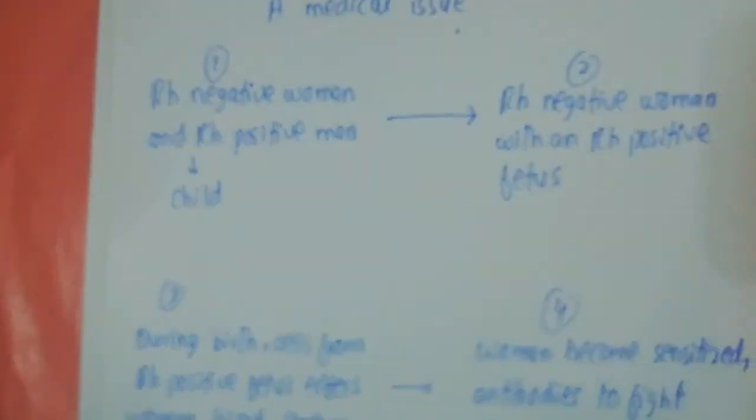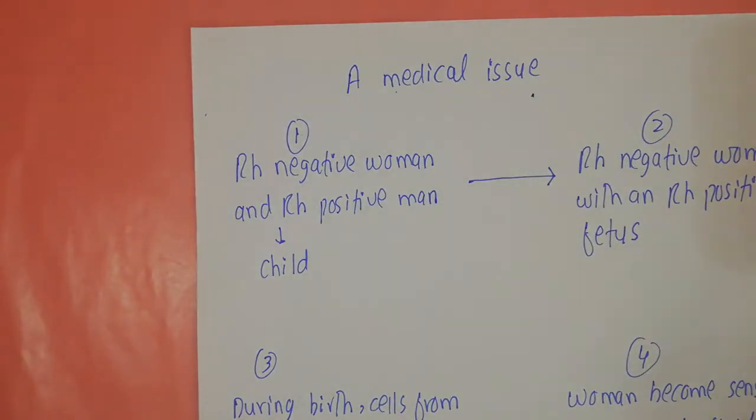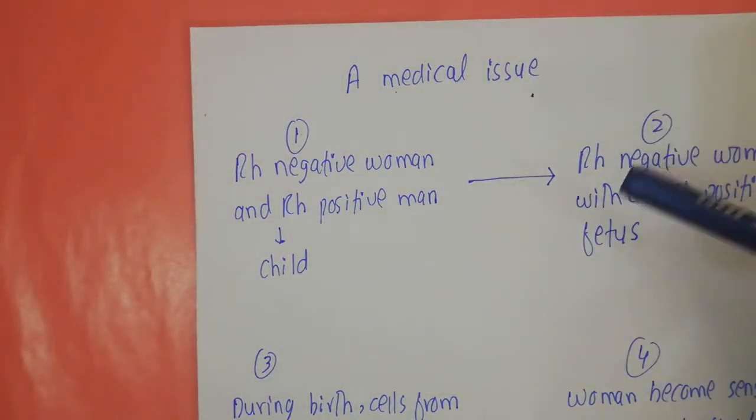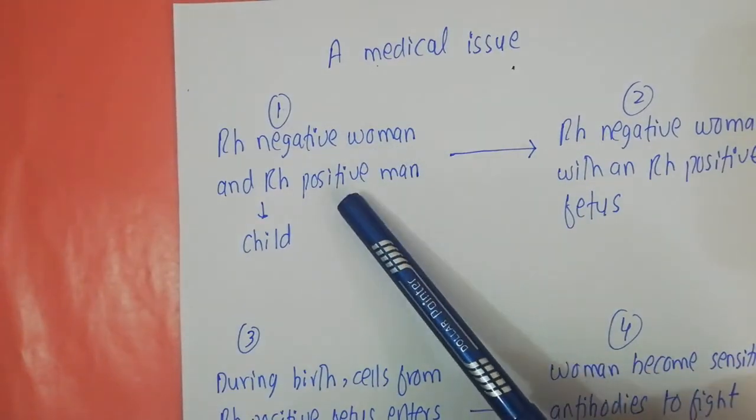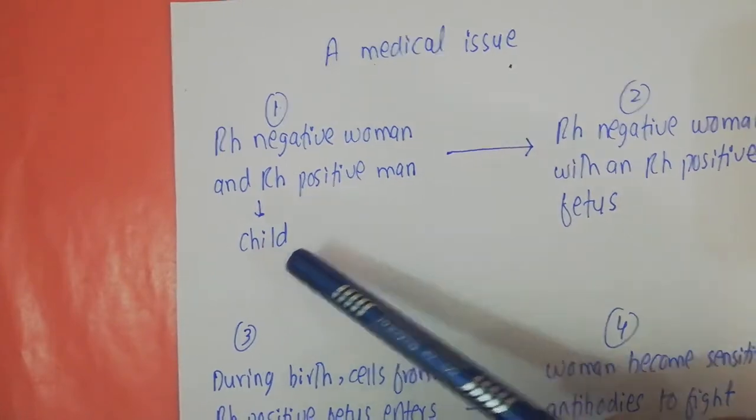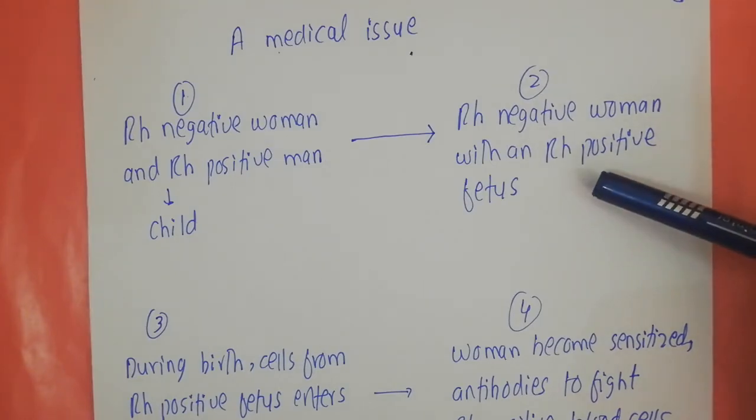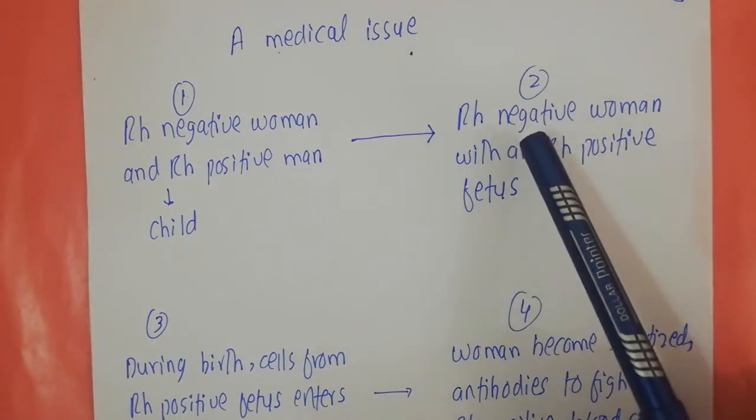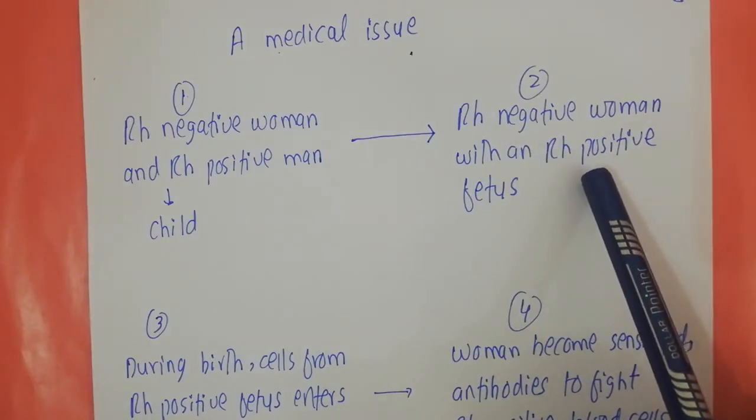Now this Rh factor sometimes creates an important medical issue. This can create a medical condition. For example, there is an Rh negative woman and an Rh positive man, and they are expecting a child. Now this Rh negative woman, for example, conceives a fetus whose blood group is Rh positive. That means the mother is Rh negative and the fetus is Rh positive.